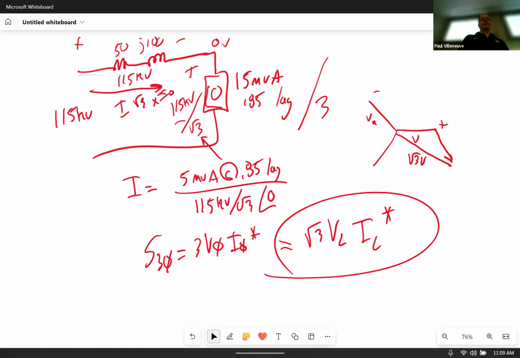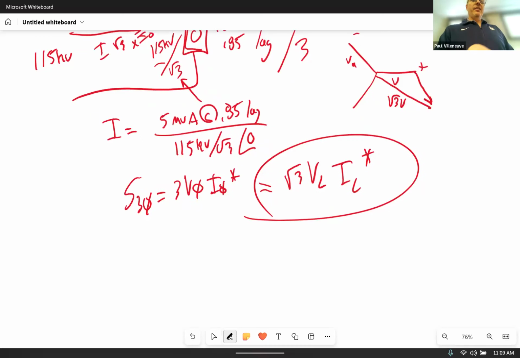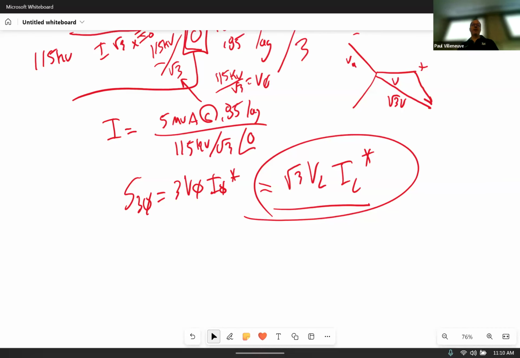If you were to use that one, square root of 3, V line, I line, wouldn't you not divide the S by 3? Yes, so I wouldn't divide the S by 3, but keep in mind, I put in a voltage over here. That's not a line voltage. It's 115 kV divided by the square root of 3, which is a phase voltage. So I did both phase voltage and phase current. That's why I divided by 3. If I would have used this equation here, then I wouldn't have divided that voltage by the square root of 3. I would have put in 115 kV.